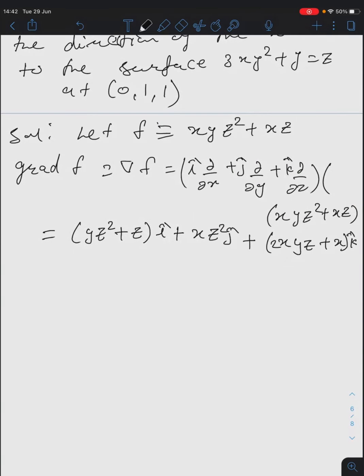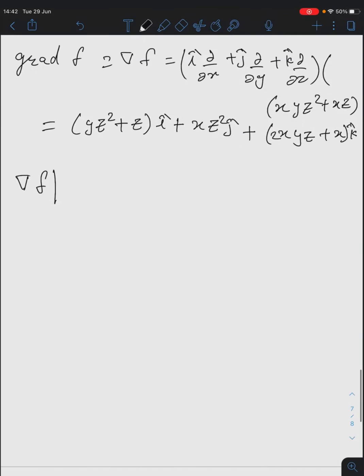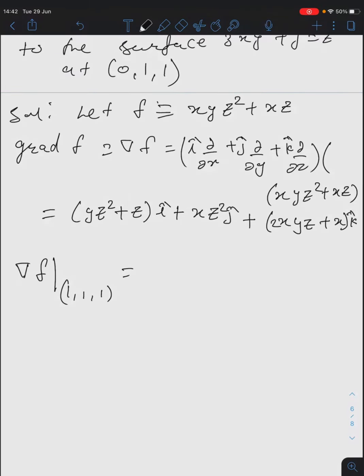Yes, ma'am. Now we need this gradient of f at the point, what is that point? 1, 1, 1. So just substitute 1, 1, 1 in place of x, y, z. When you substitute 1 here, you will get 2 i cap plus j cap plus 2 plus 1 will be 3 k cap. So this is gradient of f.